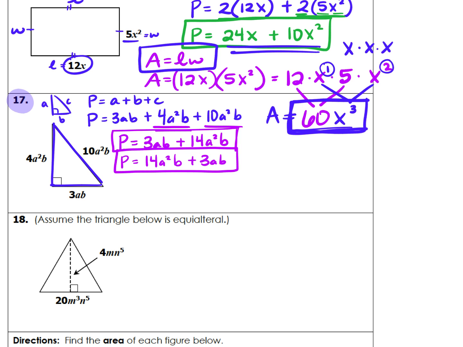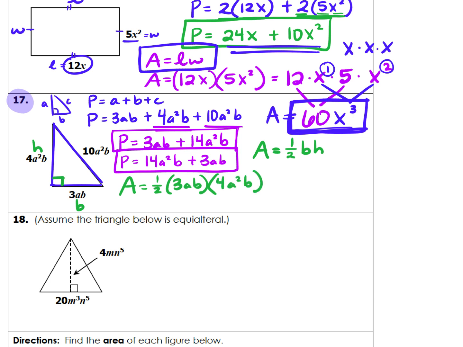Okay. Then it's the area, and maybe you remember this from previous classes. But the area formula for a triangle is 1/2 times the base times the height. And when you have a right triangle, your base and height are the 2 sides that form the right angle. So if this is your base, then the 4A squared B would be your height. So we're going to say the area here is 1/2 times your base, 3AB, times your height, 4A squared B.